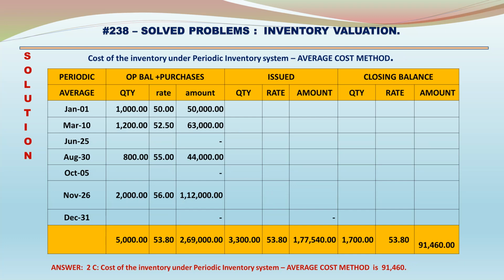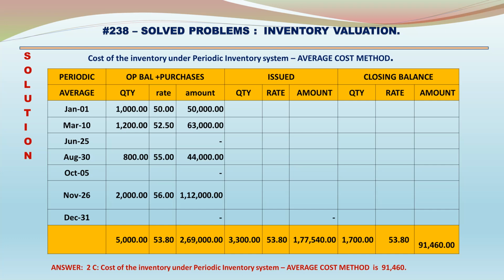Cost of the inventory under periodic inventory system average cost method. Opening balance plus purchases, issues, closing balance. January 1, opening balance 1,000 at 50,000. March 10, 1,200 bought at 52.50 per unit, 63,000. August 30, 800 at the rate 55, amounting to 44,000. November 26, 2,000 at the rate 56, 112,000.